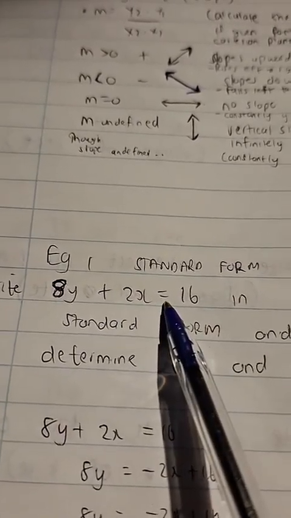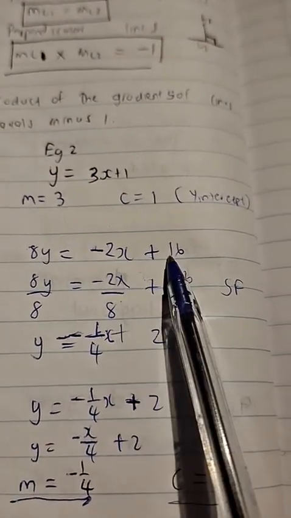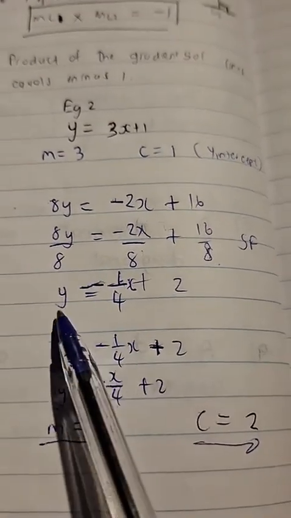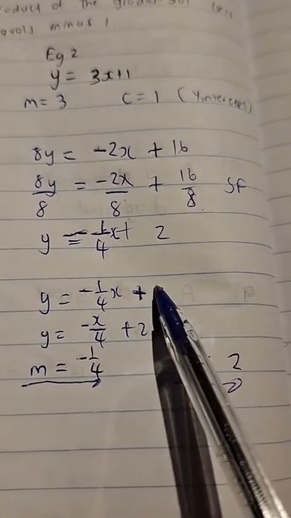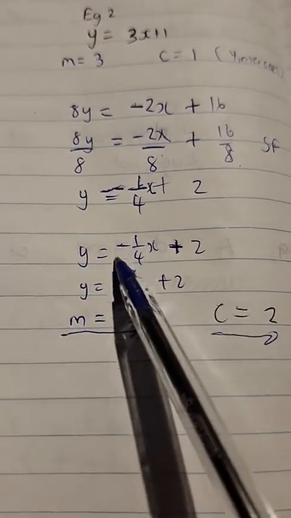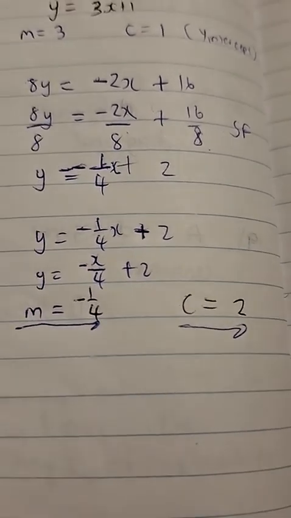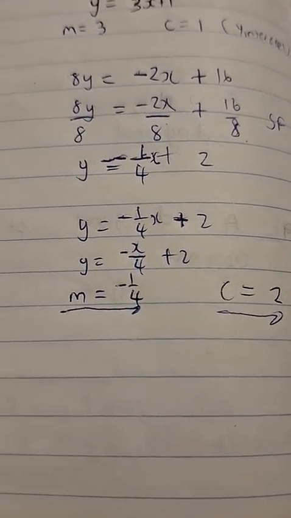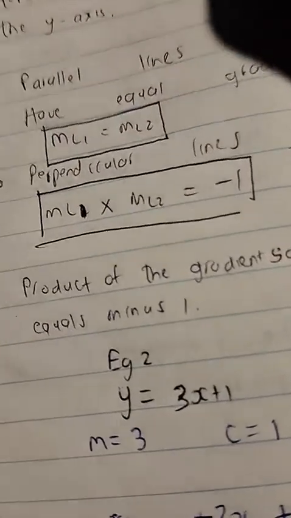Now in this equation, remember we didn't have the equation in standard form, so we need to get it to be in standard form. We transposed the 2x, got negative 2x plus 16. We divided all terms by 8, and then after that we simplified. Y is equal to negative 1 over 4x plus 2. What is the value of m? Coefficient of x, negative 1 over 4. Value of c, the y-intercept, it is 2. Okay, not too shabby, guys. I hope we are seeing this and we are seeing it well.